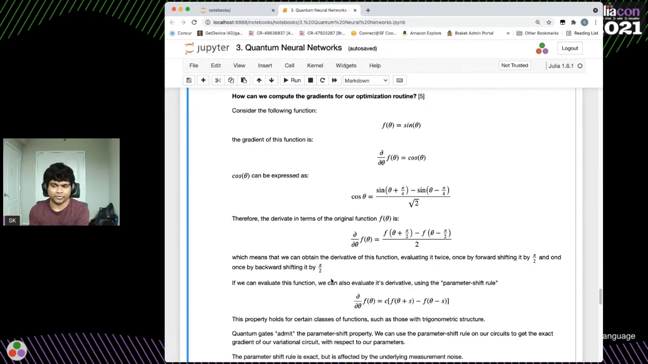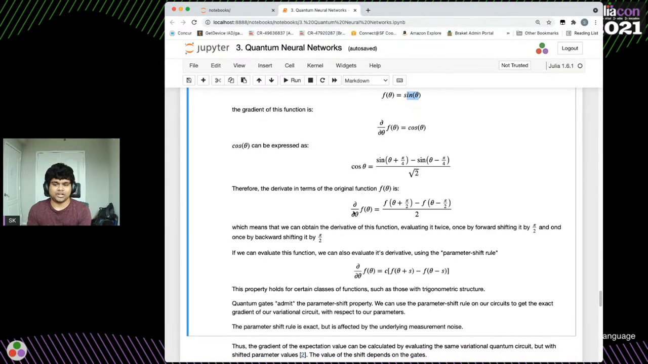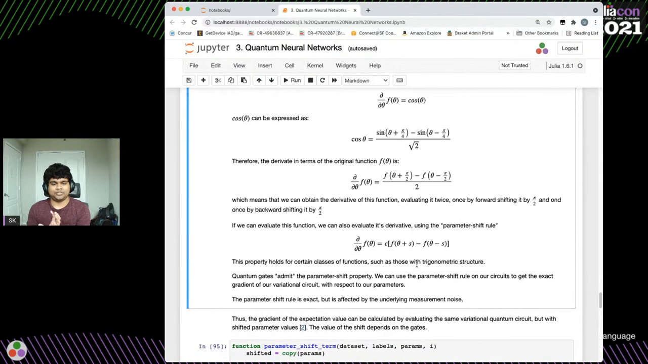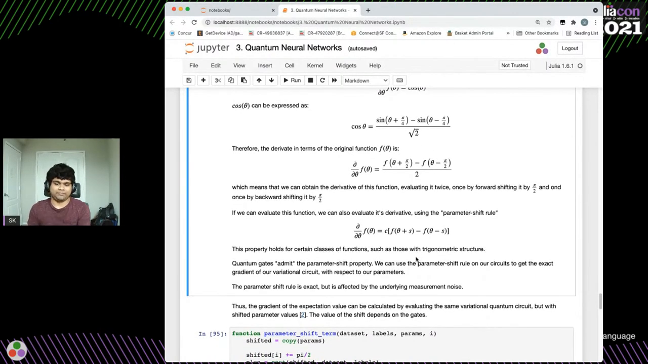sine of theta plus pi by 4 minus sine of theta minus pi by 4, the whole divided by root 2, right? Which means that the gradient for the original function sine theta can now be expressed in terms of sine theta. So if you can evaluate sine theta, then you can evaluate the gradient for sine theta, because it's now a function of itself. More generally, this can be expressed as d f(theta) by d theta is the original function shifted by pi by 2 and minus pi by 2, and then divided by 2. So if you evaluate the same function by shifting the parameters forward by pi by 2 and backwards by pi by 2, you get the gradient of that function.